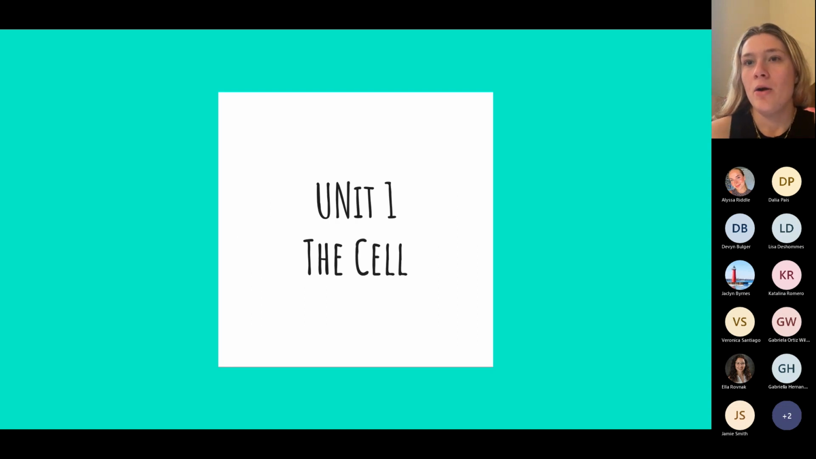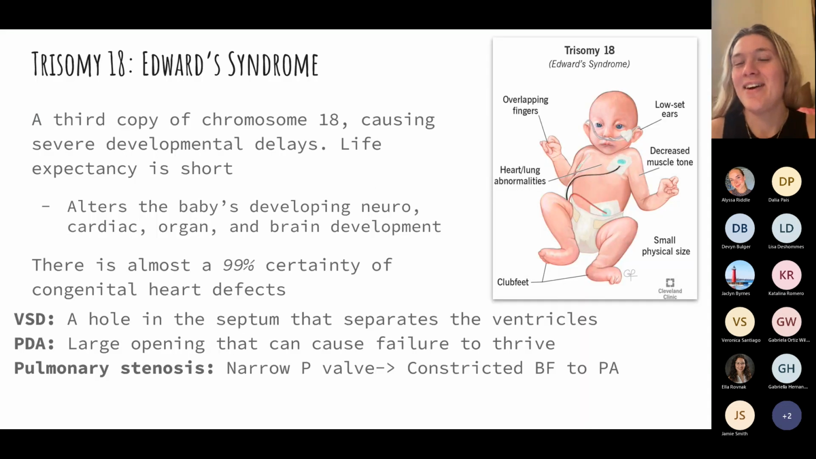Beautiful. So, going to talk about Unit 1, the cell, and we're just going in order from the beginning of the semester all the way to now. So let's talk about some cellular issues. The first one we're going to talk about is trisomy 18. This is Edwards syndrome. This is an additional copy of chromosome 18.